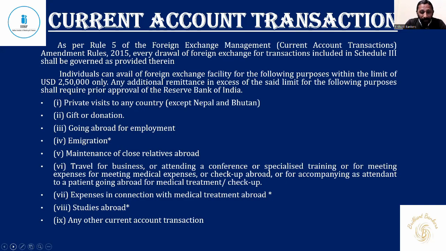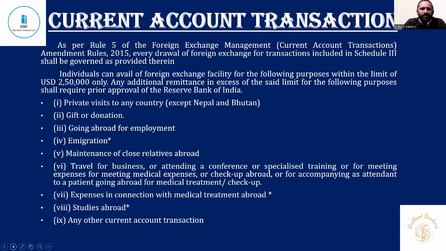So there's a small difference between the current account and capital account. In current account, you are continuously doing some transactions. Again, in current account, the limitation is $250,000 only. But you do have some concessions for this. This can be done. This can be held by a person who is visiting any other country except Nepal and Bhutan. So when you are going to Nepal or Bhutan, you can carry 250,000 US dollars. But to any other country, you can carry it.